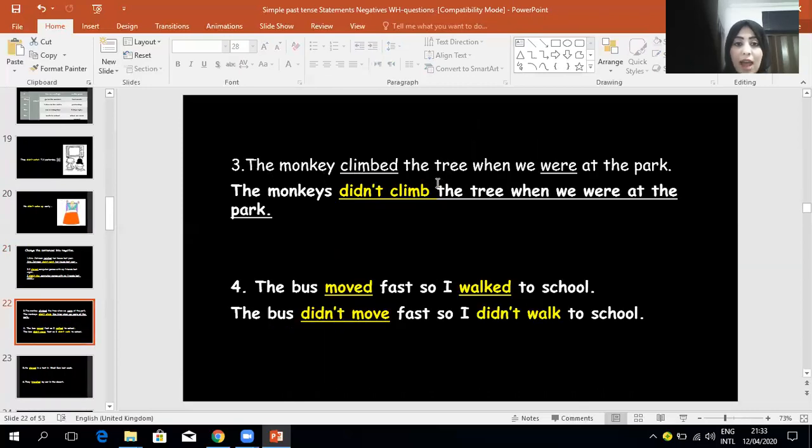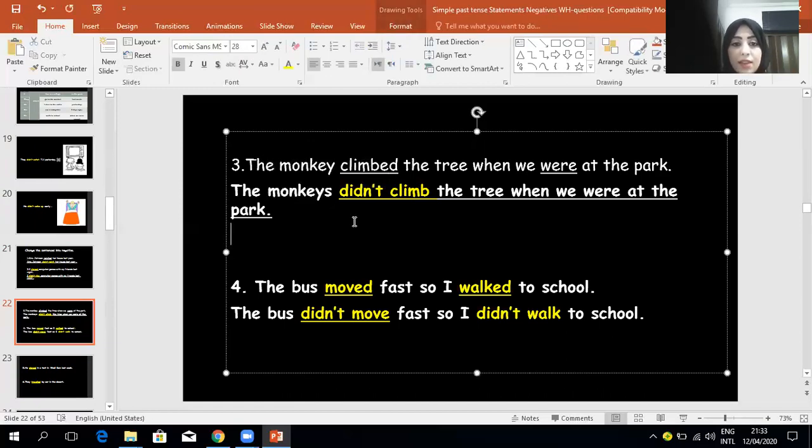The monkey climbed the tree when we were at the park. So I write here the subject, then the short form of did not, then I change the verb into base form, infinitive, climb the tree when we were at the park.